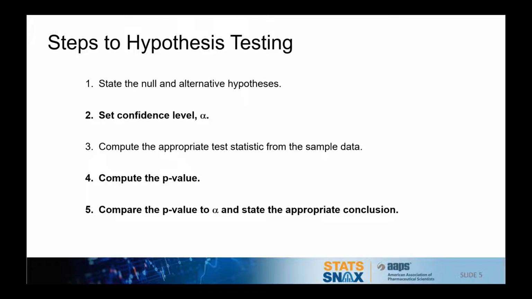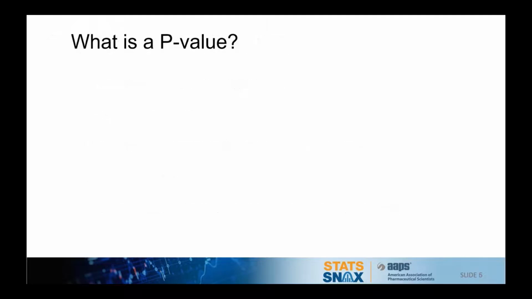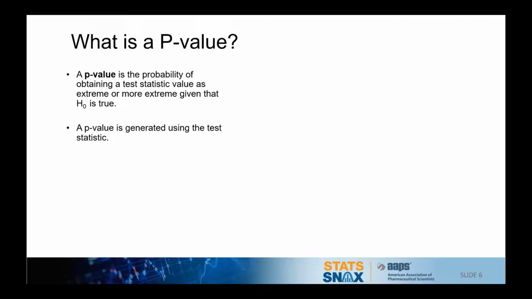Alpha is selected prior to conducting the experiment or collecting the sample data. Note that there are many software packages available to compute the test statistic and p-value from the sample data. A p-value is the probability, given that the null hypothesis is true, of obtaining a test statistic value as extreme or more extreme than the one we calculated from the sample data.